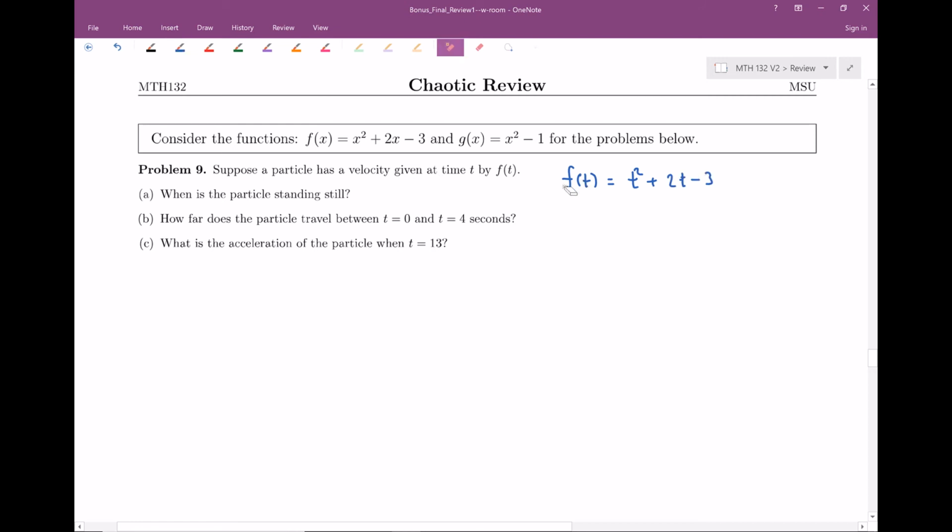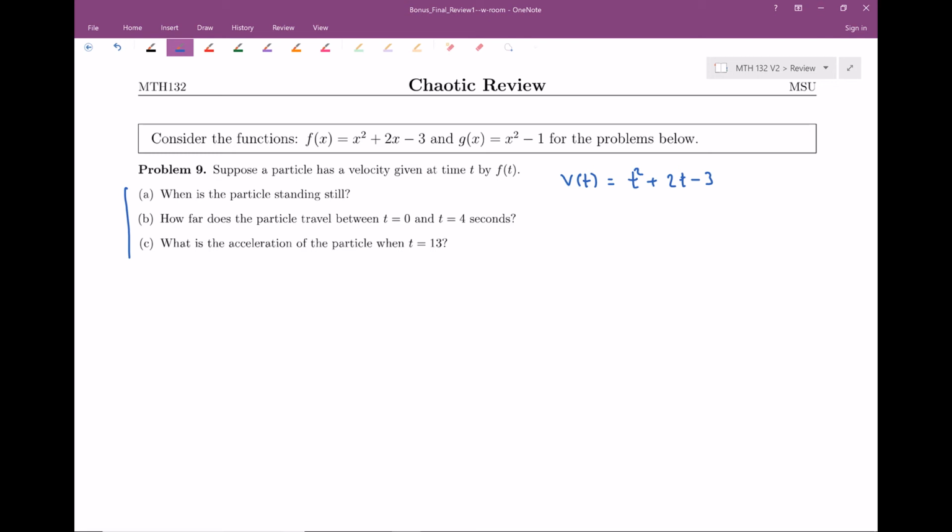So in fact, maybe let me even write it just as v of t, to really indicate that this is my velocity function here. All right, given this velocity function, we want to find three things. First of all, when is the particle standing still? How far does the particle move between t equals 0 and t equals 4? And what is the acceleration of the particle when t equals 13? So I have three things that I want to solve.